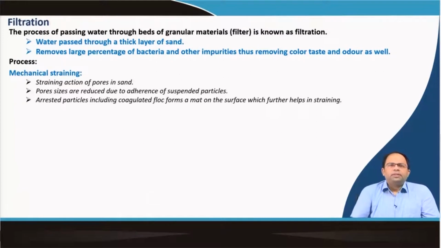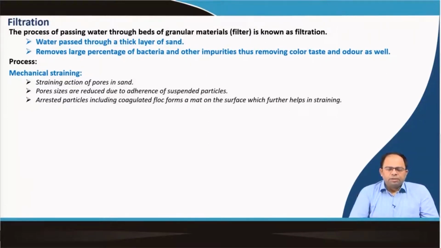The process of filtration involves different ways of removal of these impurities. The first process is mechanical straining, that is the straining action of the pores in the sand. Any kind of filter media, either sand or some sort of pebbles or gravel or coarse sand, has pores, and the straining action of the pores helps in retaining the impurities. So, the impurities bigger than those particular pores cannot pass through.